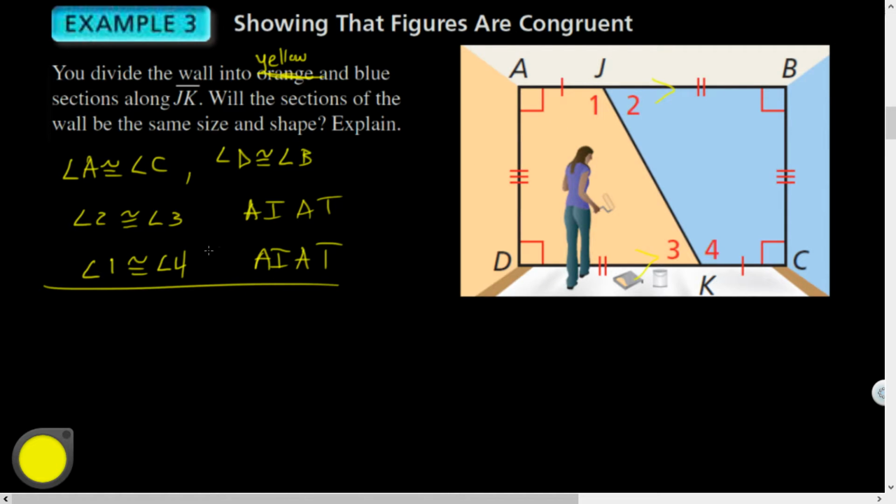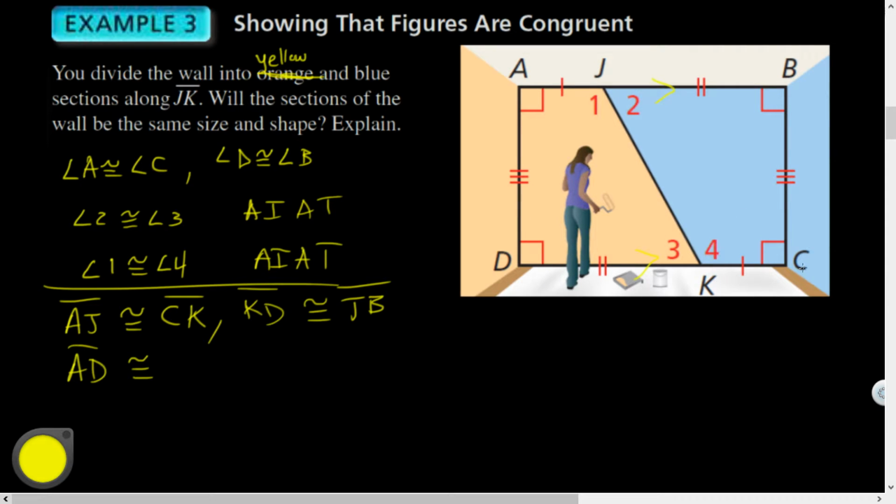Let's talk about segments. Let's say AJ is congruent to CK. It's already labeled, that's given. Let's say KD is congruent to JB. All right, yeah, that's given. Let's say that AD is congruent to CB.